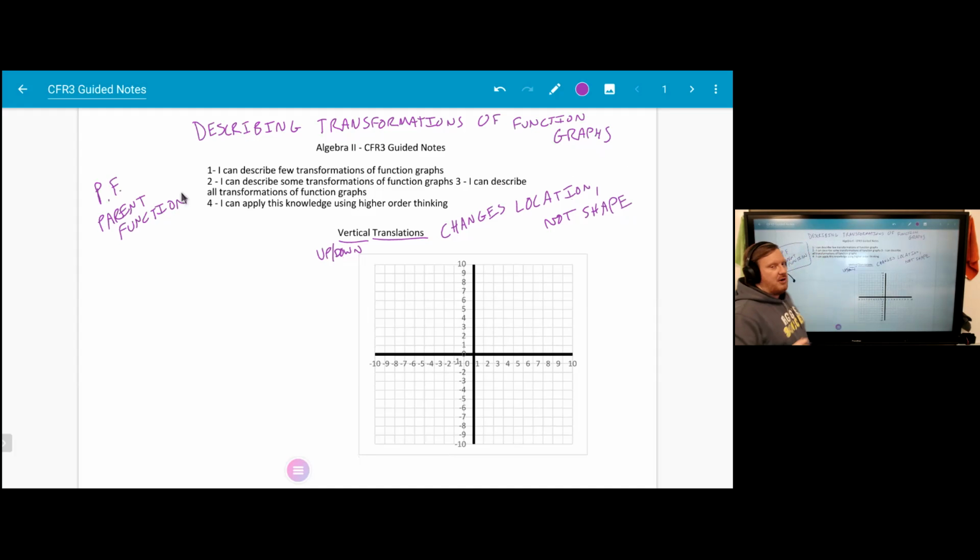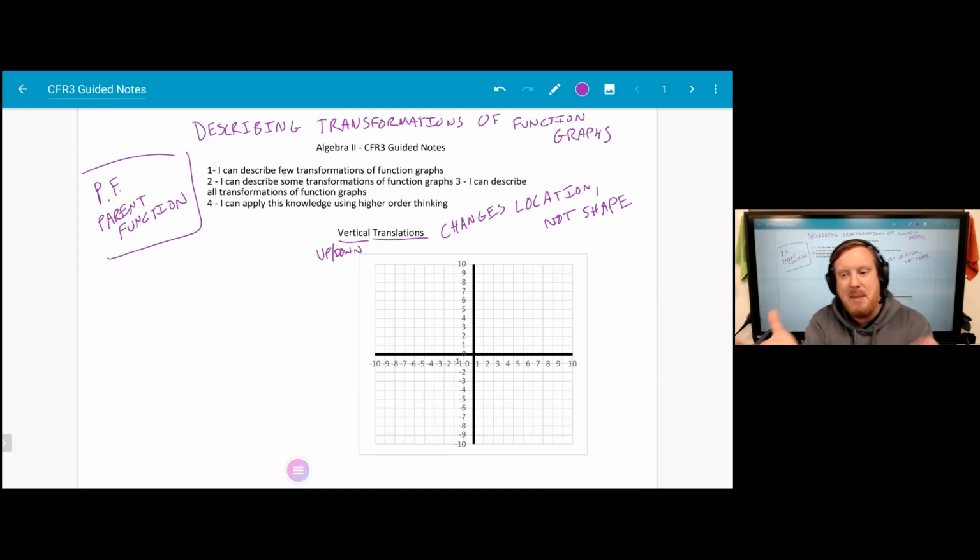The parent function is just the main one that it comes to. We start with x squared. That's the quadratic function, and then we can move the quadratic function using the transformations and translations, as well as reflections and compressions and stretches too. But we're going to start with a parent function and describe what happens from there. The beauty of this is that it doesn't matter what function it is. It's still going to behave the same way.